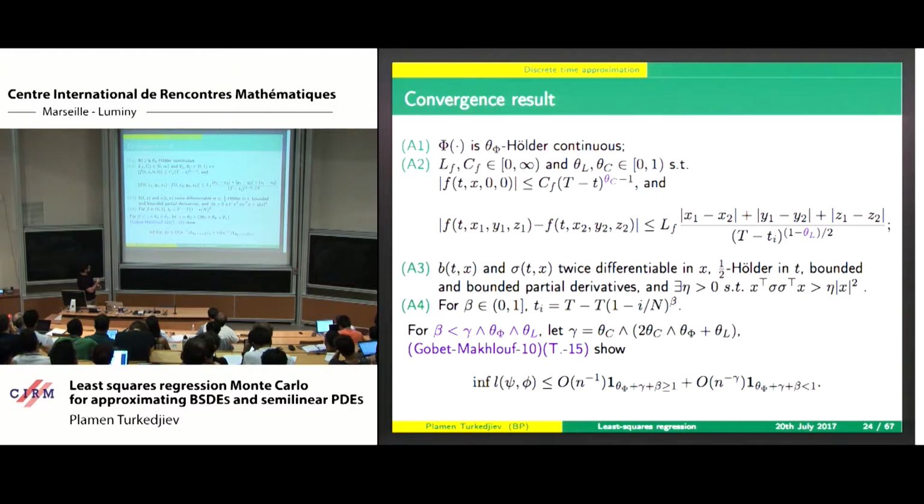We also require quite heavy conditions on the coefficients of the forward process, so we require some differentiability and some ellipticity for the sigma.